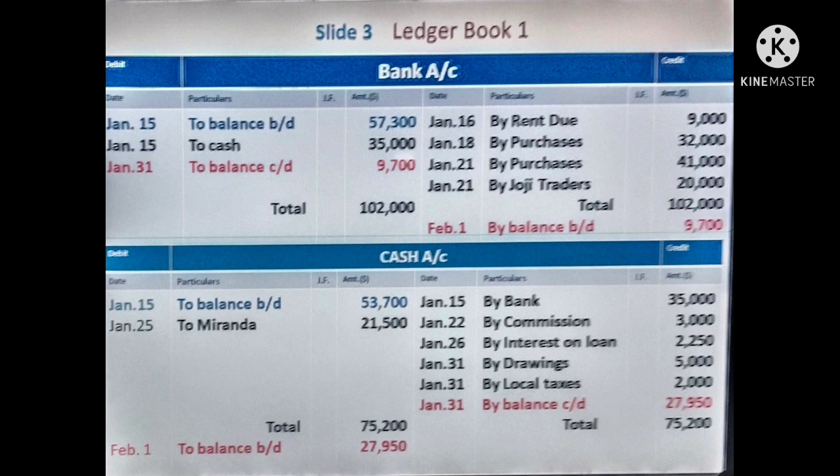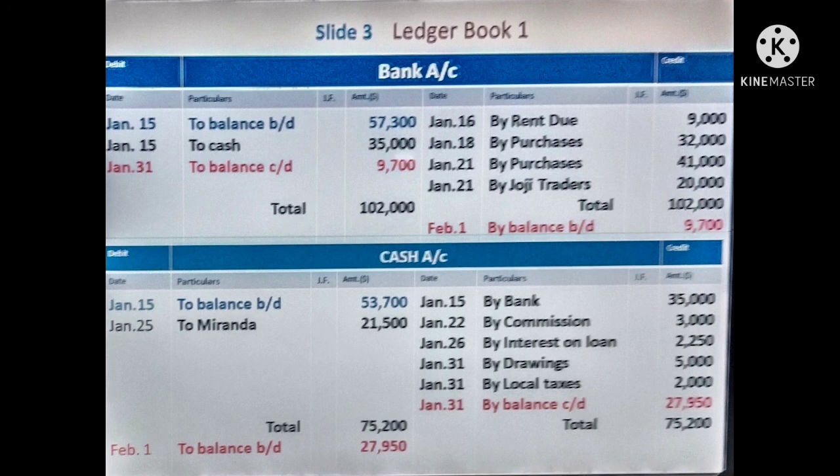Now going to cash account, below the opening balance in debit side, there is only one posting where cash comes in. There are 5 postings on the credit side where cash goes out. The total of debit postings is larger sum, so the account has debit balance. The shortage is shown on credit side to make both sides tally, that is 27,950, and is brought down to debit side on February 1.